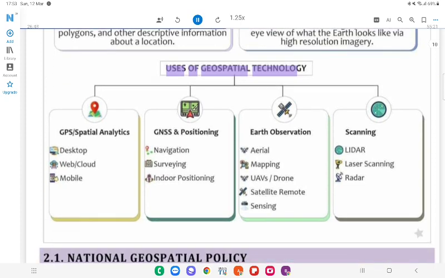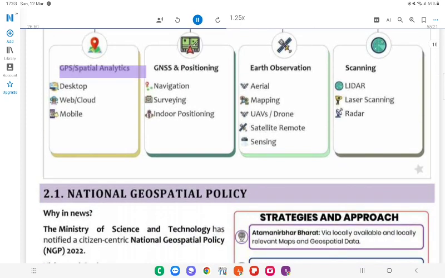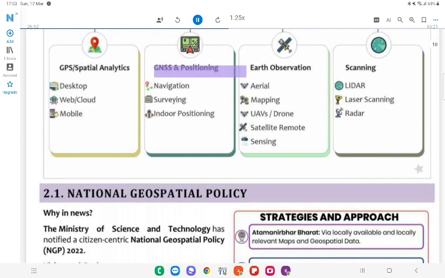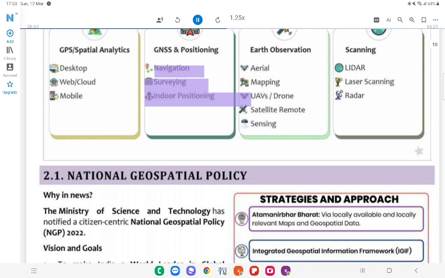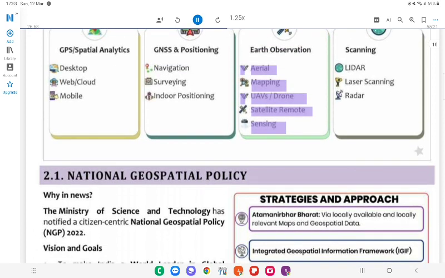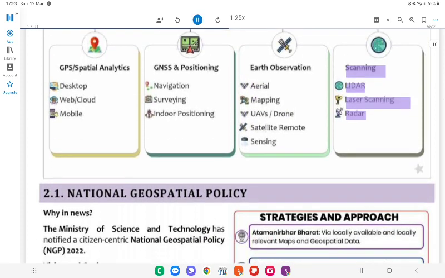Uses of geospatial technology: GPS, spatial analytics, desktop, web, cloud, mobile. GNSS and positioning, navigation, surveying or land positioning. Earth observation: aerial mapping via UAVs, drones, satellite remote sensing, or scanning LIDAR, laser scanning, radar.